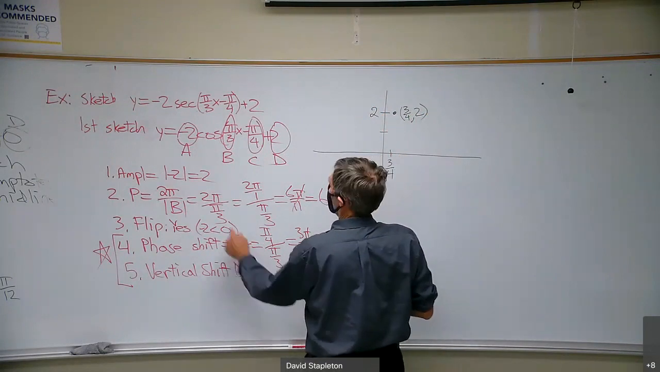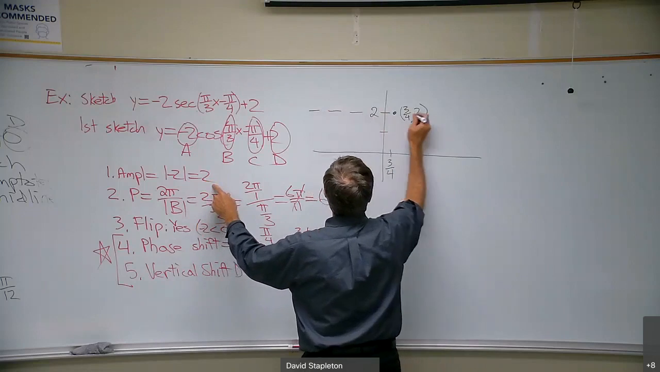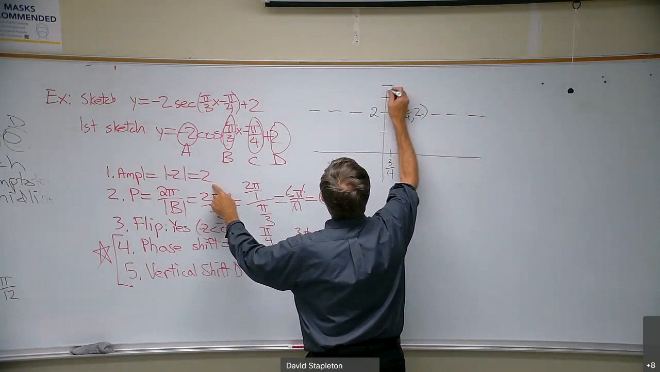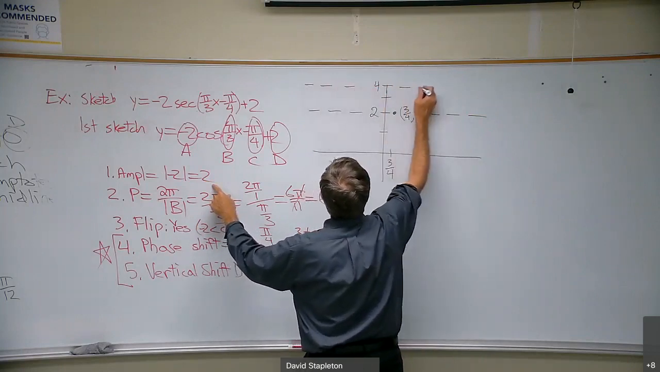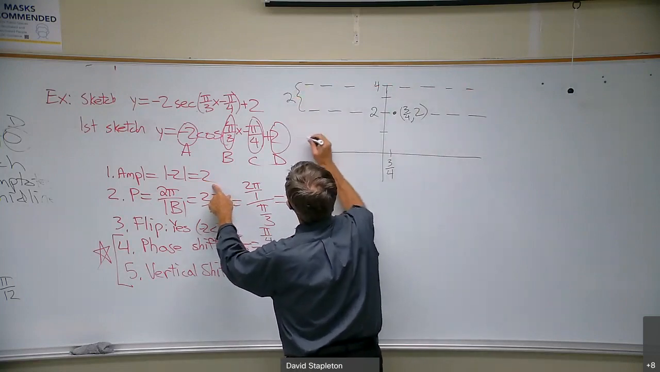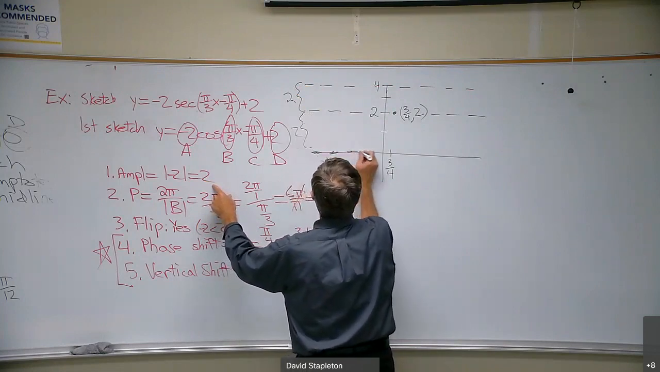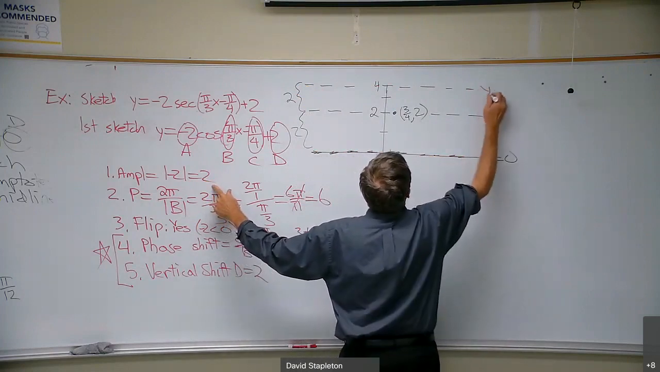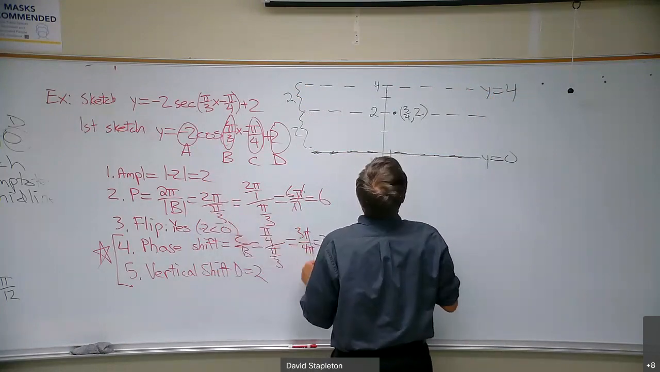Then I'll go to the amplitude and say the amplitude is 2. The midline will go through the shift point. And then the guidelines for the cosine, the amplitude up 2 and the amplitude down 2. So we get guidelines at y equals 0 and y equals 4. Do these 2 and then 1, 2, 3.